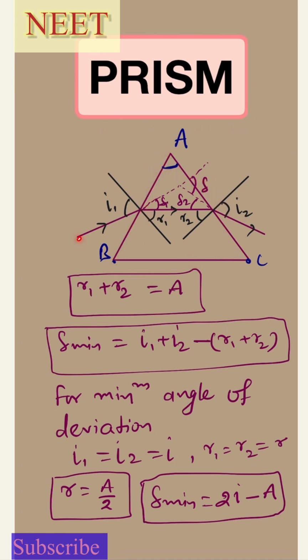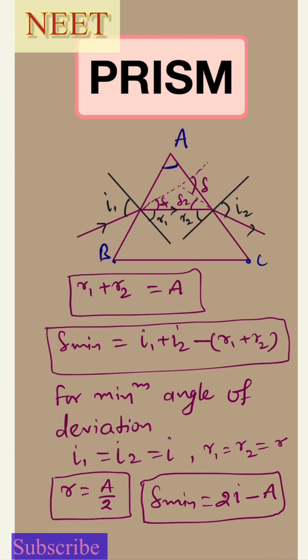Ray of light is coming like this, and it moves inside the prism. Refractive index of prism is mu, and then it is coming outside the prism. This angle is called incident angle, and this I2 angle is called emergent angle. This angle, angle A, is called angle of prism.